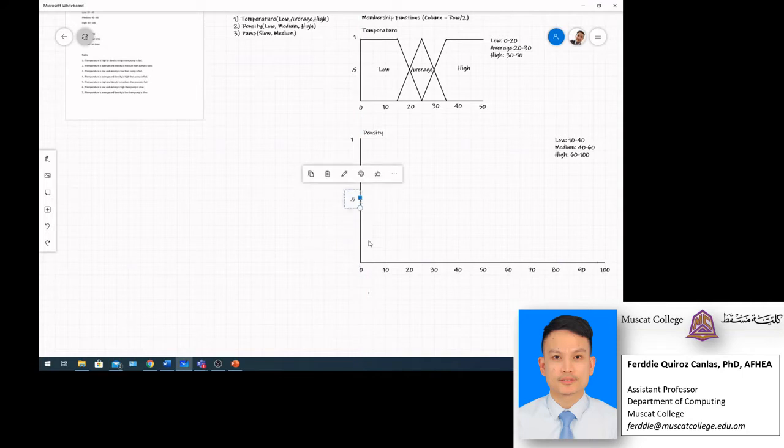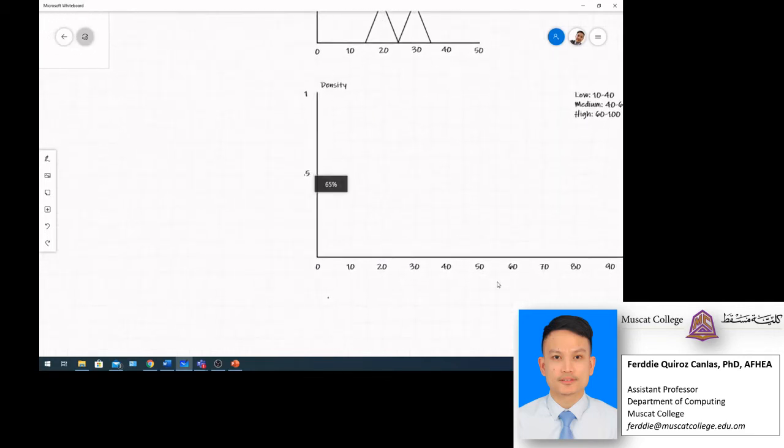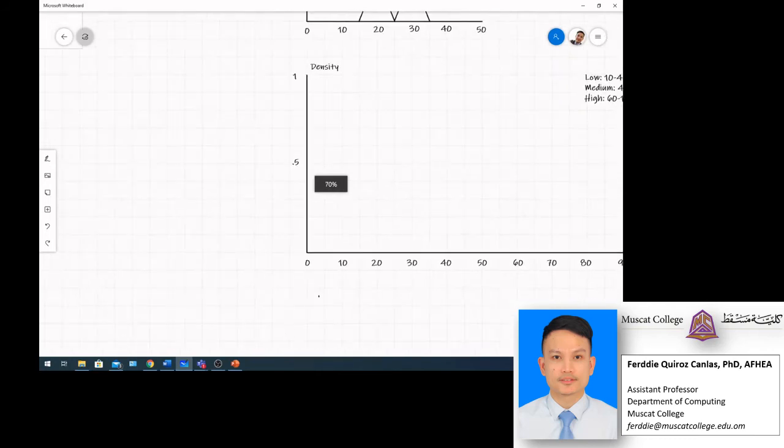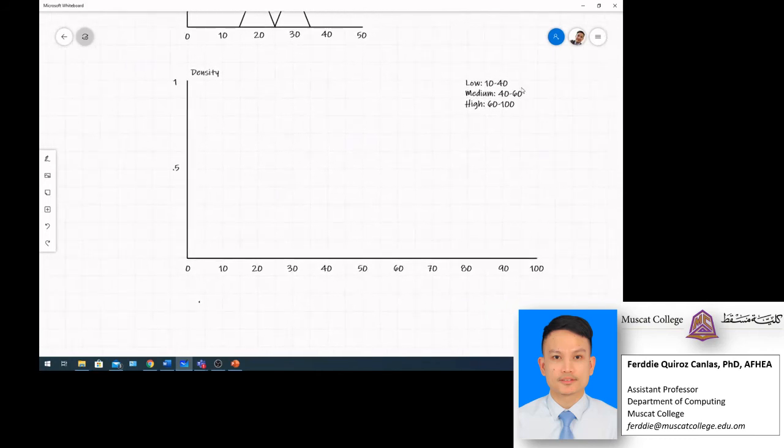So 1, 2, 3, 4, 5, yes. I hope you can see it properly. Can you see it properly? Okay, good. So let's try to graph.